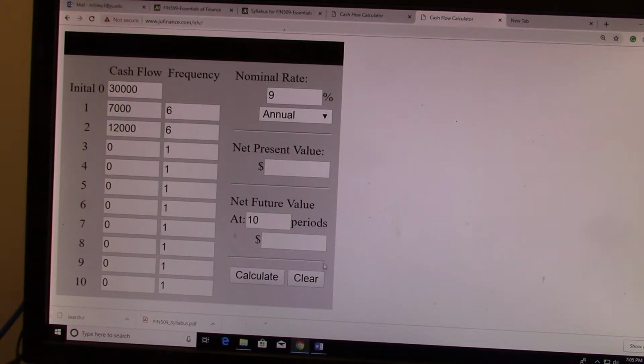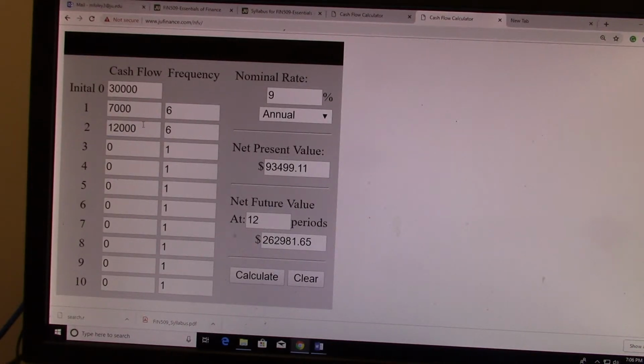And then the net future value at 12. Let's see, can this work or not? 12 periods. You want to know the net future value at the end of year 12. So it comes out with the results. It should be correct, but I'll double check on this.